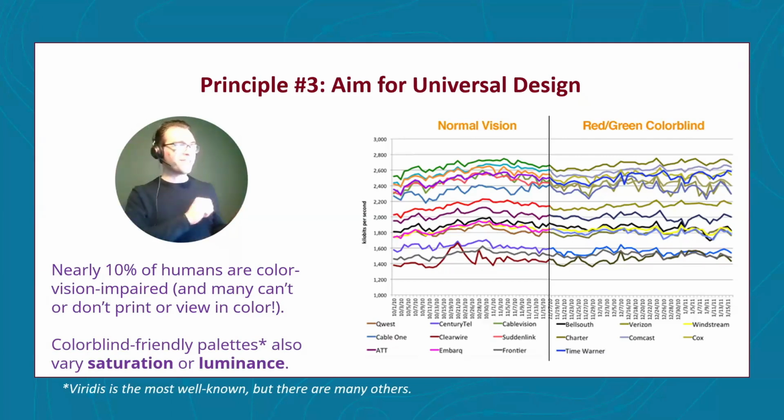If you've not heard of these before, what they do is they vary both hue, which is the colors like red, green, purple, pink, and luminance, which is how bright something is or dark something is, so that things are different in both luminance and hue. The Viridis palette is the most well known of these. There are other colorblind friendly palettes out there. Viridis is not the only one, though it is the most well known.